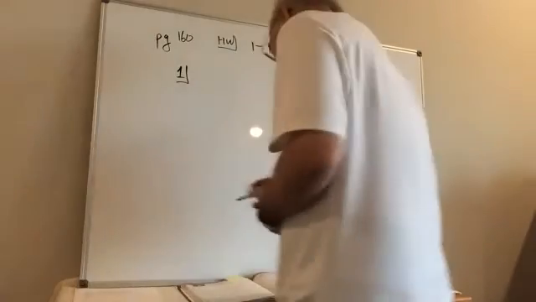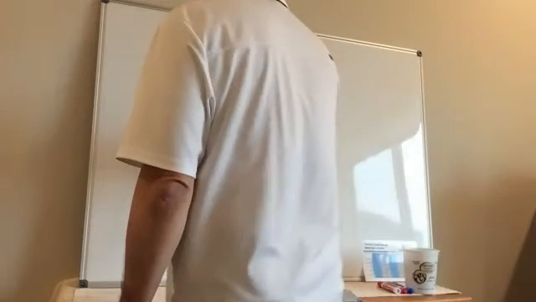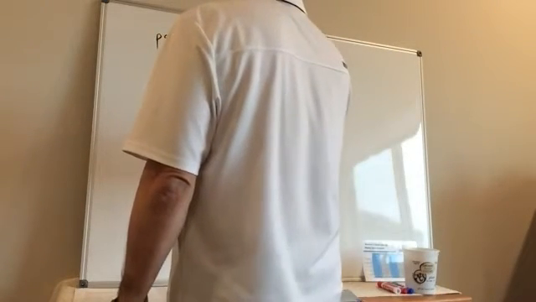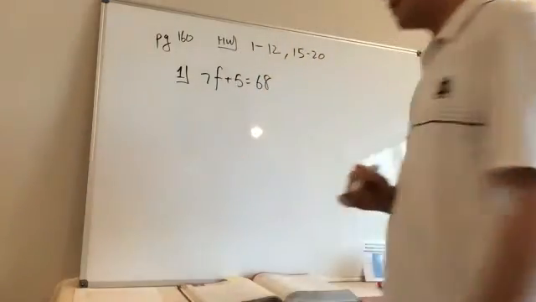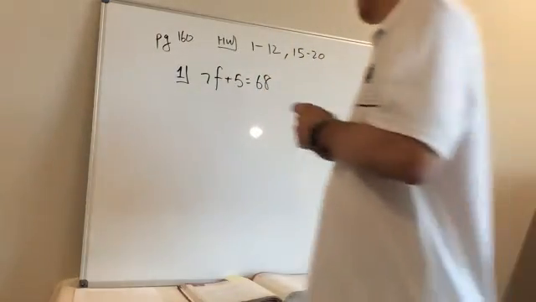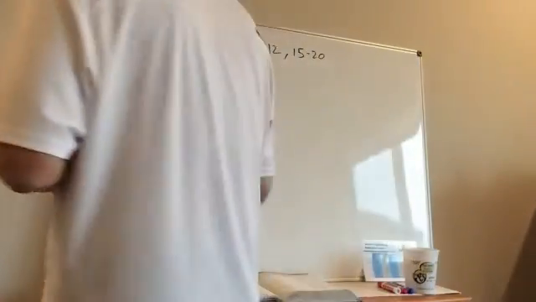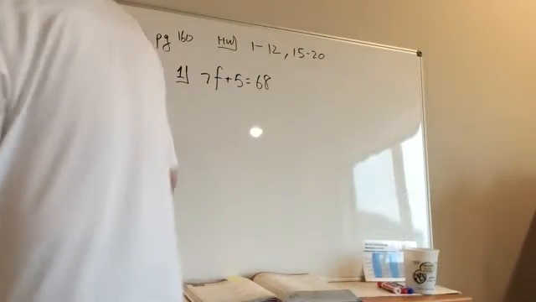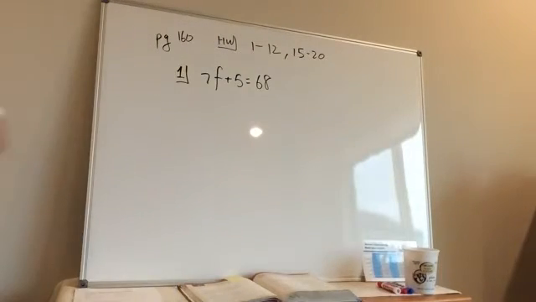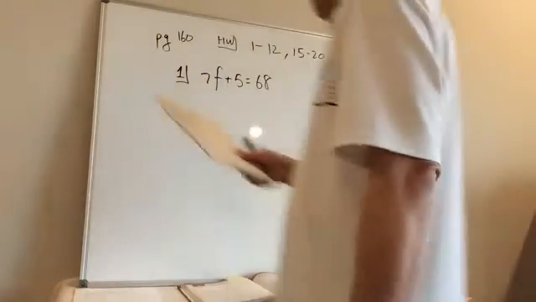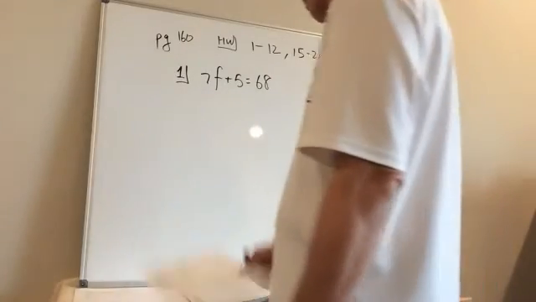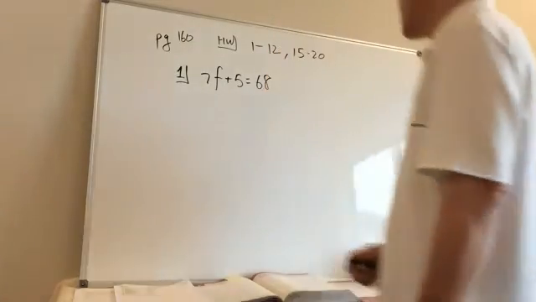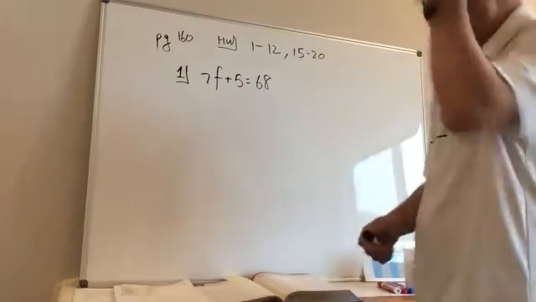Okay, so number one, I have 7f plus 5 is equal to 68. So 7f plus 5 is equal to 68. So let's have Ryan help us do this. Ryan, how would I do this?